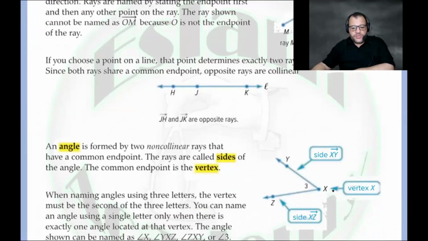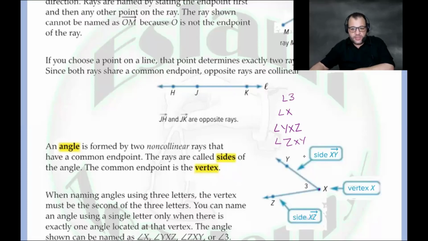So now, as we said, it's defined as having a vertex and two sides. So what is the name of this angle? We can say it's called angle YXZ, or angle ZXY, or angle X, or angle number 3.